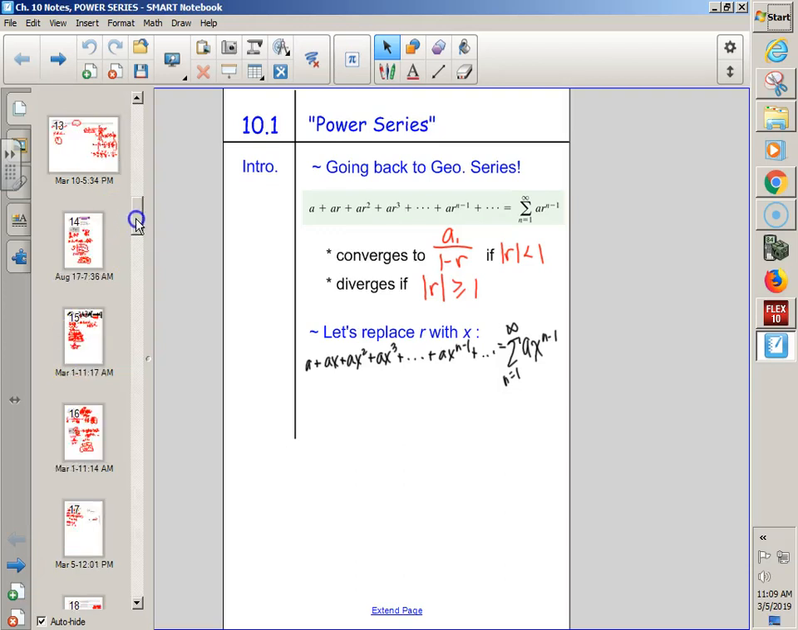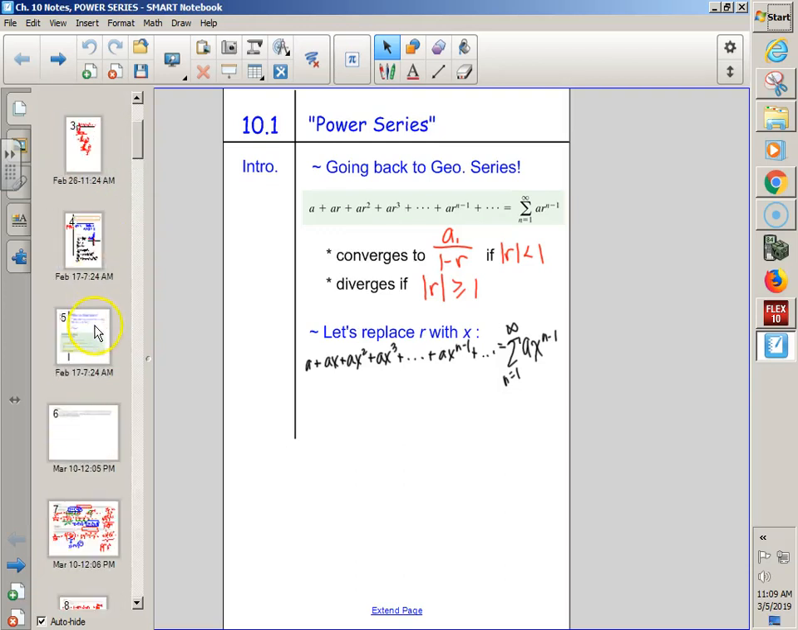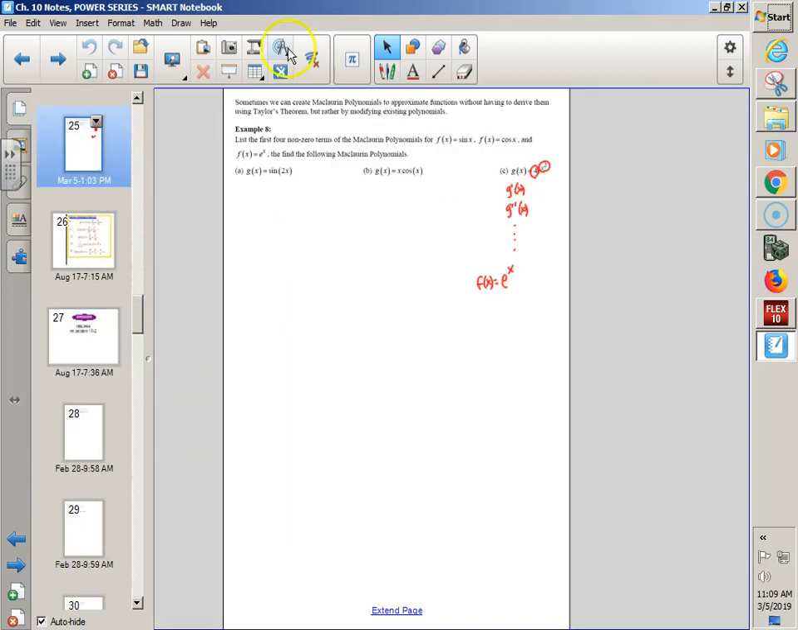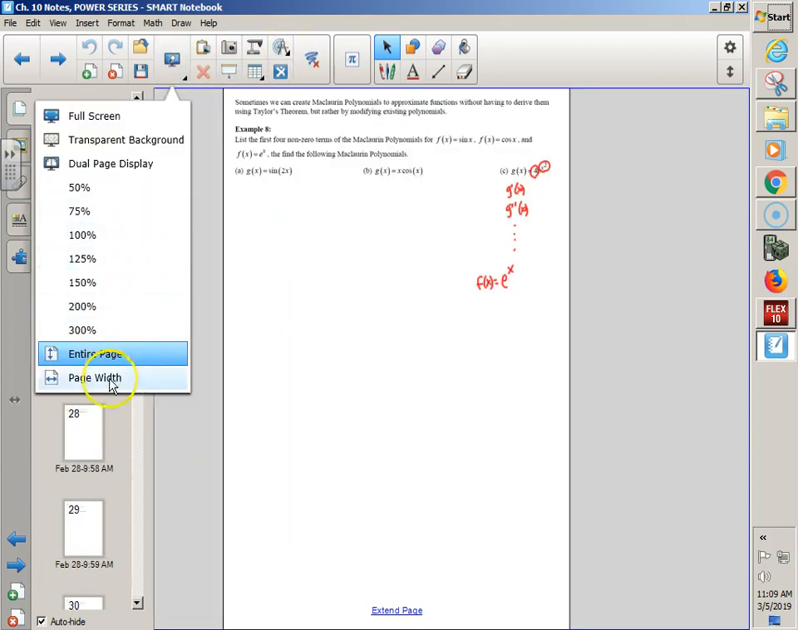Now, section 10 point, where are we going? Oh, nope, way beyond. Here we go. How could you have done this problem?